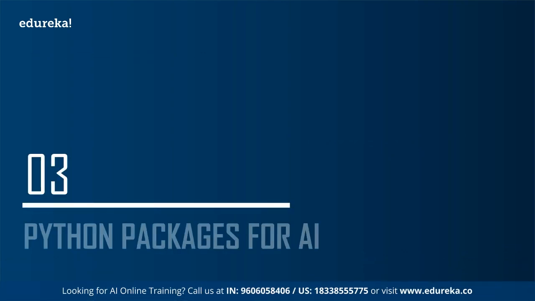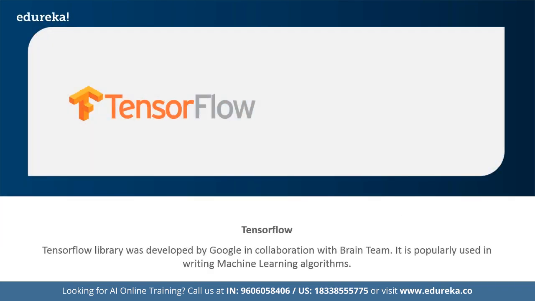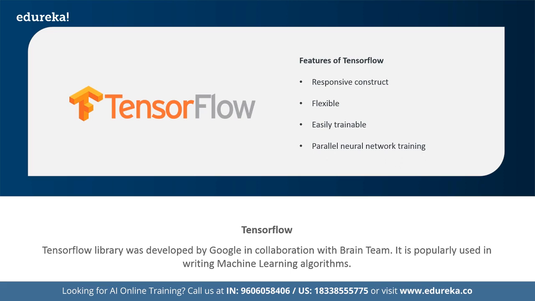So next is Python packages for AI. The first one that we are going to talk about is TensorFlow, which is the most famous one because it was first developed in Google by a team called Brain. It is popularly used in writing machine learning algorithms, where it is very similar to the concepts we use in MATLAB. MATLAB is an academic programming language which people earlier used in algorithm trading and investment banks, where you deal with matrices or higher dimensional arrays.